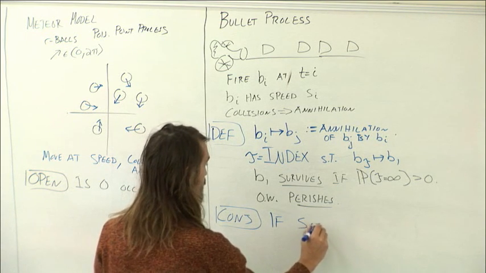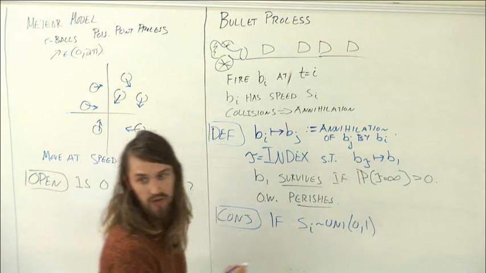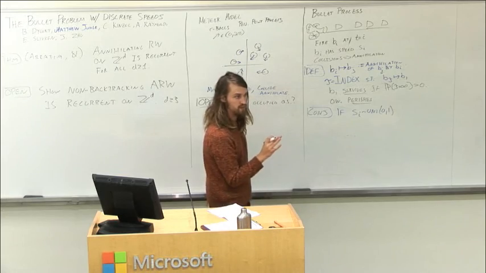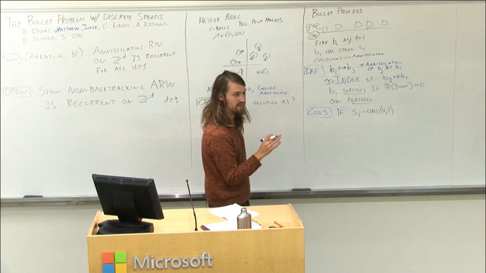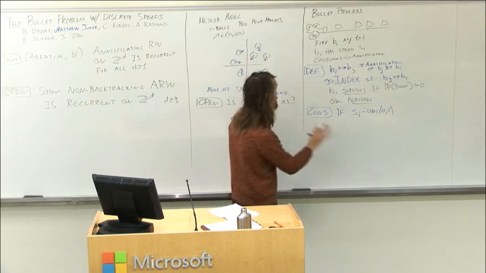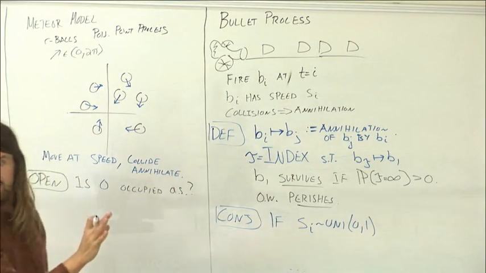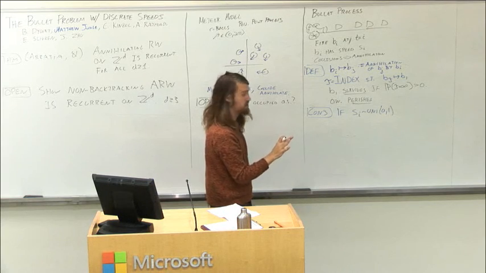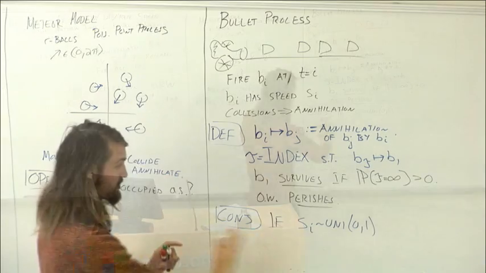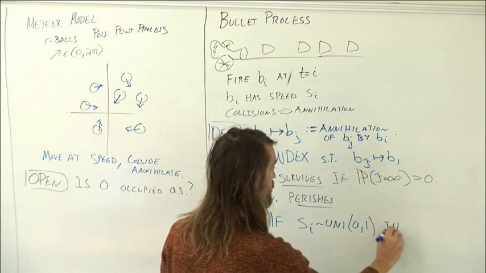So if the si are uniform 0, 1 random variables, and I was acting like there can be any speed distribution, but in the canonical bullet process they are uniform 0, 1 speeds. So if the si are uniform 0, 1s and independent, then there's some value S star.